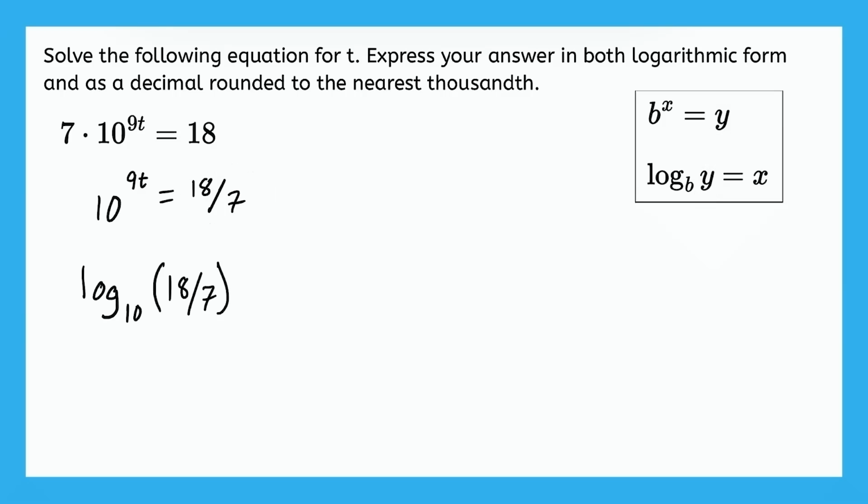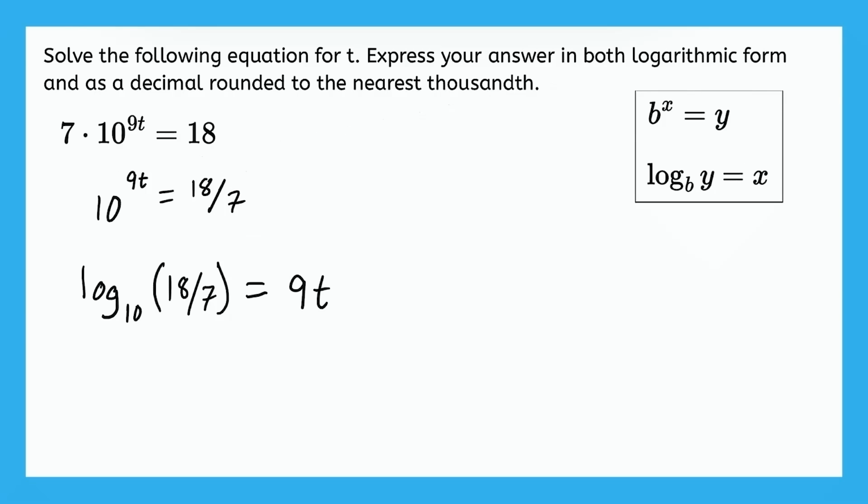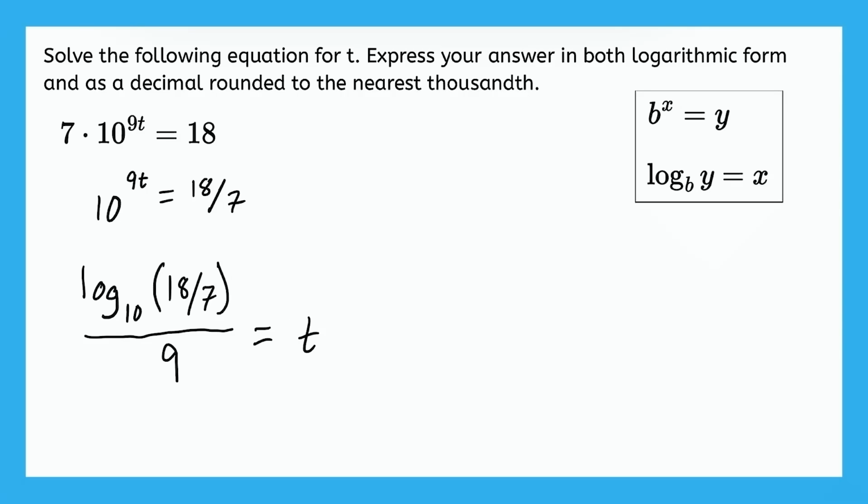And then we have equals what? What was on the right side? X. All right, what was x in this equation right here? X was the exponent, right? So 9t goes on the right. 9t. All right, look at that. We're super close. Now we just want to get t alone. So let's divide both sides by 9. Divide by 9 and divide by 9. On the right side, the 9's cancel, and we're left just with t. And on the left, we have this entire big fraction. All right, so there's our first answer.